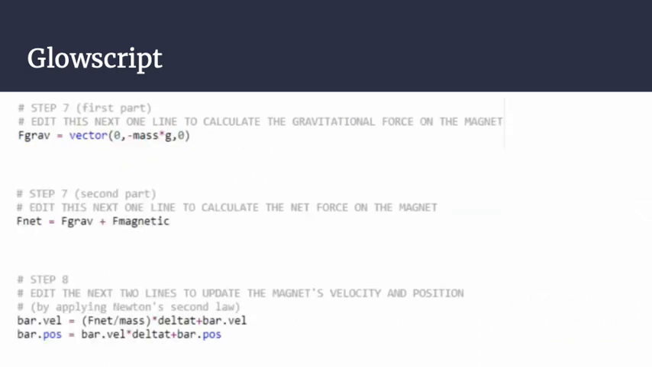For step 7, part 1, we had to find the force of gravity along the y-axis. And for step 7, part 2, we had to add up the net force. And finally, in step 8, we had to update the magnet's velocity and position.